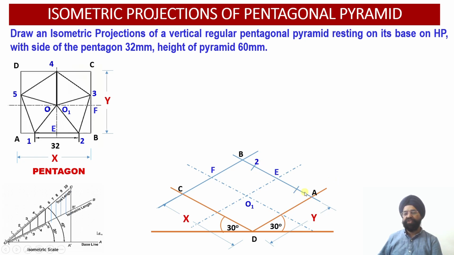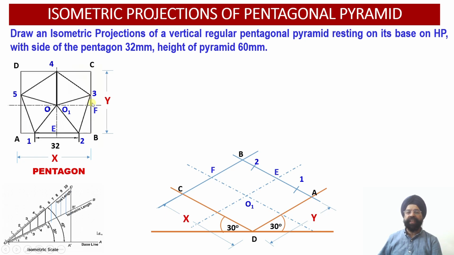Similarly, distance of point 1, and please make sure this distance and this distance should be equal. So distance of point 2 from B and distance of point 1 from A should be equal. Similarly, distance of point 3 from the end B, again this will be measured, and this will be equal to the distance of point 5 from the end A of this rectangle. So these two distances, they will be equal.